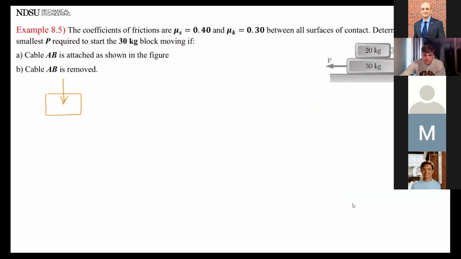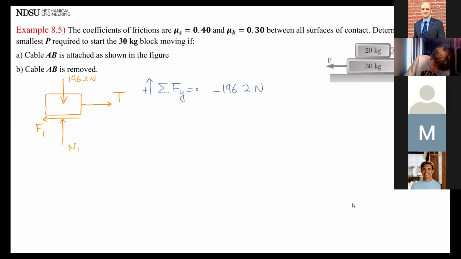I have W1, 196.2. I had T. I had N1. I had F1. Okay. So summation of forces in Y direction is 0. Anything that points up, I'm going to put plus. Minus 196.2 newtons plus N1 equals 0. N1 is 196.2.